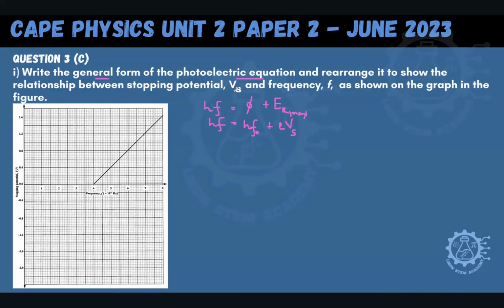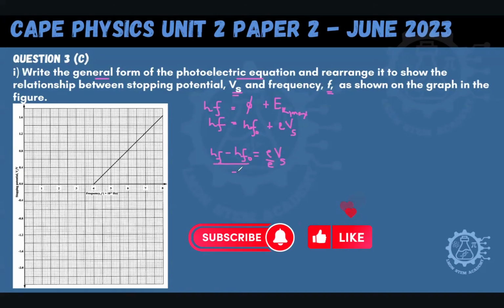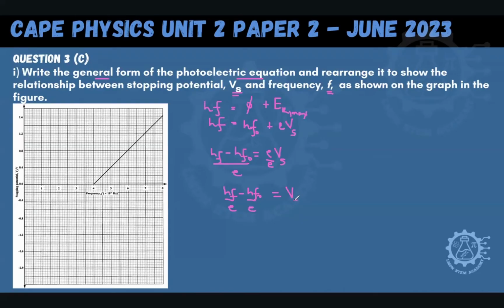So what do they want us to find? A relationship between Vs and the frequency as shown in the graph. So we're going to make Vs our subject. To make Vs the subject, I'm going to bring over the hf naught to the left-hand side. So I'm going to have hf minus hf naught being equal to eVs, right? And then I only want Vs, so I'm going to divide both sides by e. Now I'm left with hf over e minus hf naught over e being equal to Vs.